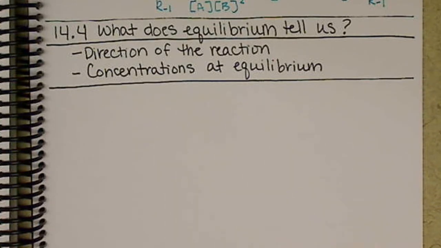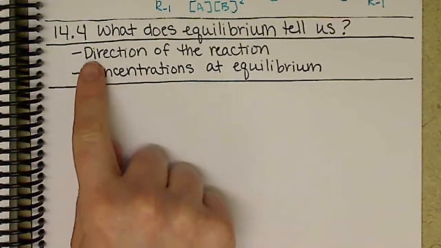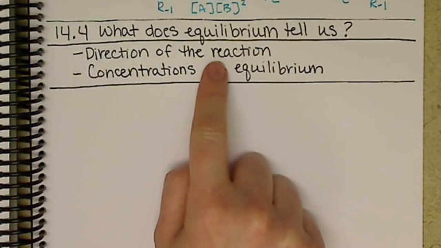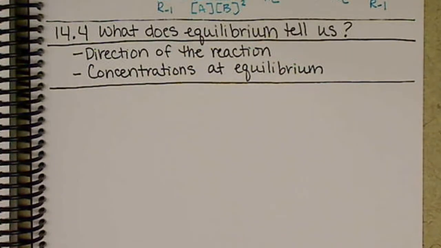So what exactly does equilibrium tell us? We're going to focus on two things that equilibrium tells us. One, the direction of the reaction: which direction is it going to go if we start with a certain amount of our reactants and/or our products? Or two, it tells us what our concentrations will be at equilibrium. So if we start with certain concentrations, what will we end with?